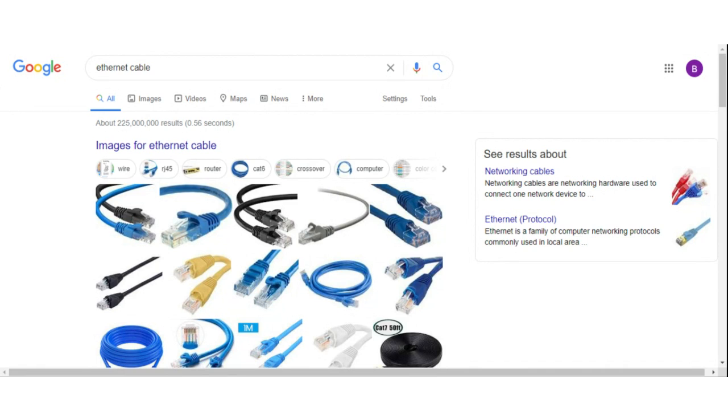Then we have this question. Explain two functions of a router. Remember, a router is used to connect networks together, and for you to have internet, you must have a router. So what is a router? Have you ever seen a router?